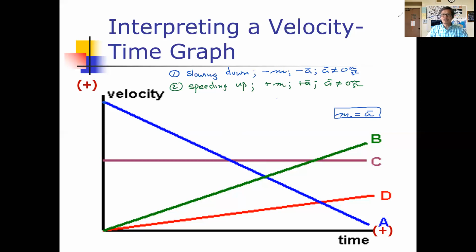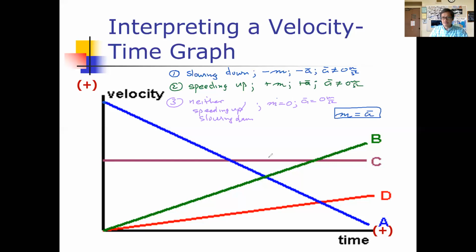Let's contrast that with object C. With object C here, if you notice, the slope is 0. So object C is neither speeding up nor slowing down. It is just moving along. How do we know that? Because the slope is equal to 0, and if the slope is 0, then the acceleration is going to be 0 meters per second squared. So here we have constant 0 acceleration.